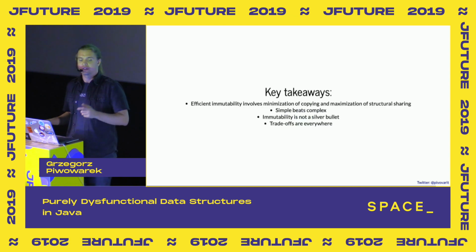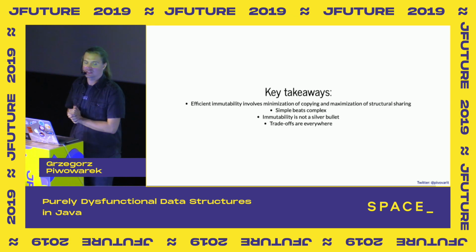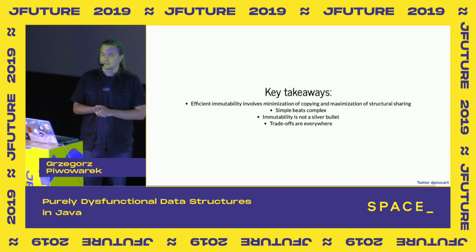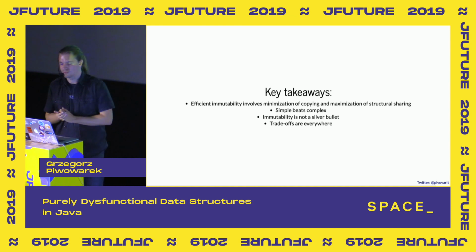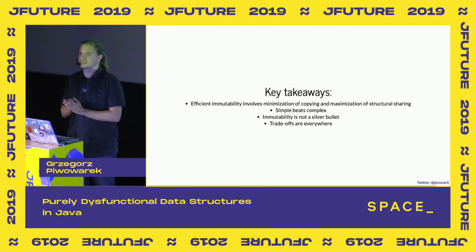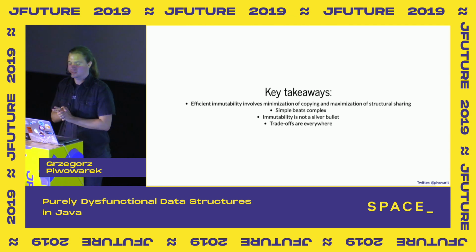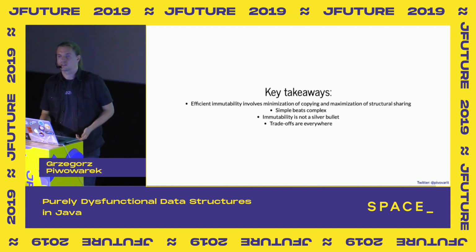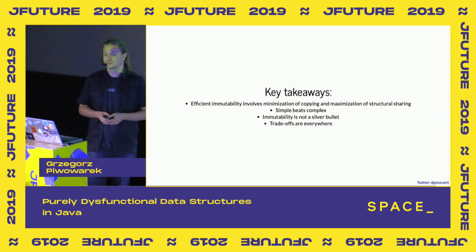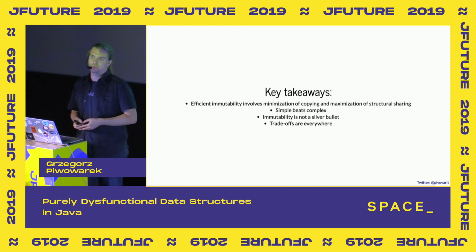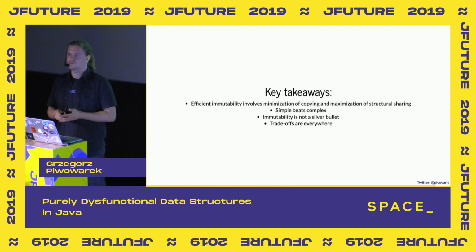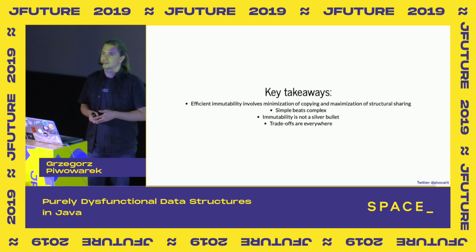So that's all for today. What I wanted to summarize quickly is that when it comes to designing immutable data structures, the key is to minimize copying and maximize structural sharing between instances. It also turns out that often when it comes to performance, the simple beats the complex one, just like with the case of a 2-3 finger tree. What I want you to remember is that immutability is not a silver bullet. Think about it as another tool in your toolbox that has such qualities and pick it according to your context.